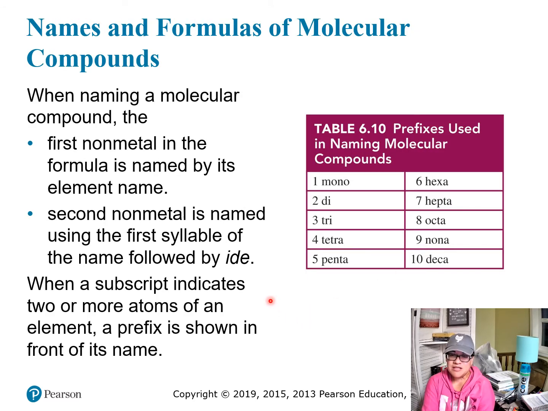These are named a little bit differently, so we kind of have to shift gears into this naming. We use prefixes to name these, whereas with ionic compounds, we don't use prefixes. So these are your prefixes that you'll use, and this is indicating how many of each atom you have. And then the second nonmetal, you add "ide" at the end. So one is mono, two is di, three is tri, 4 is tetra, 5 is penta, 6 is hexa, 7 is hepta, 8 is octa, 9 is nona, and 10 is deca. And it does go higher than that, but we'll just start with those 10.